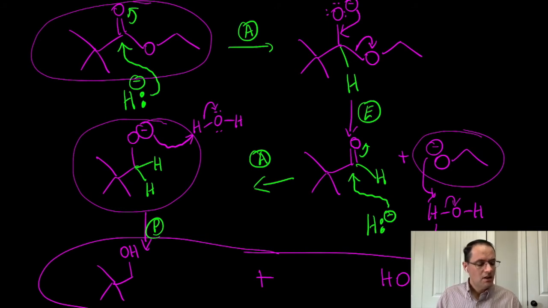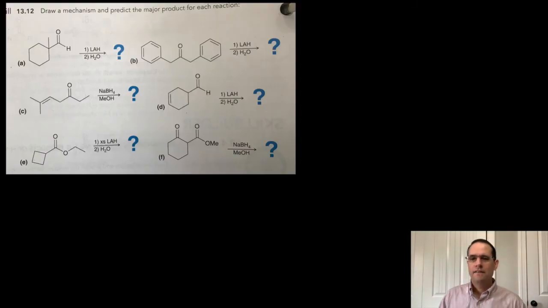Okay, so that's a little bit about the reagents. All right, let's do a problem. Now that we know about lithium aluminum hydride, sodium borohydride, and hydrogen, and how they react with some or all or none of aldehydes, ketones, esters, and alkenes, let's do problem 12 here in the textbook.